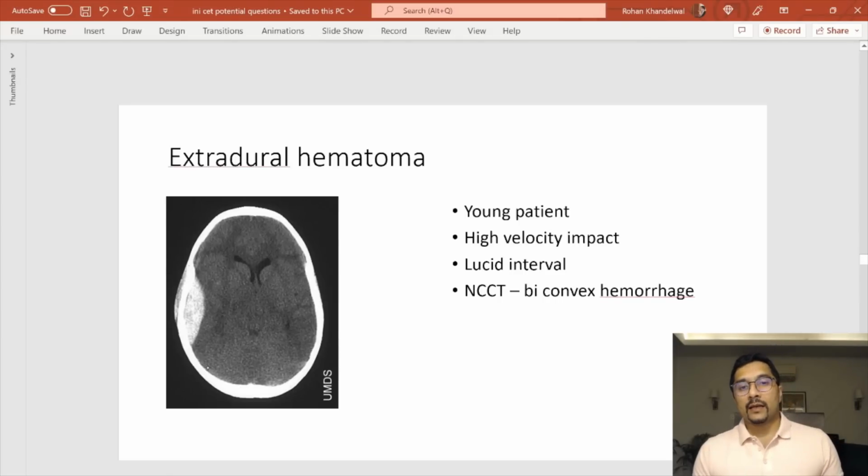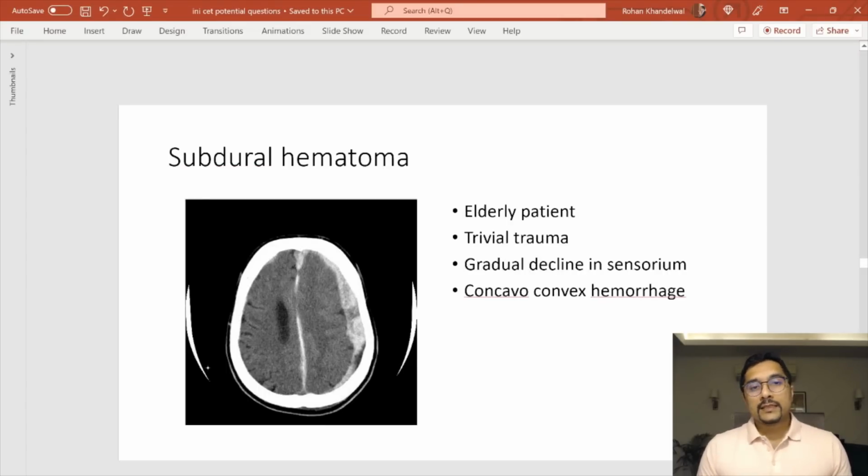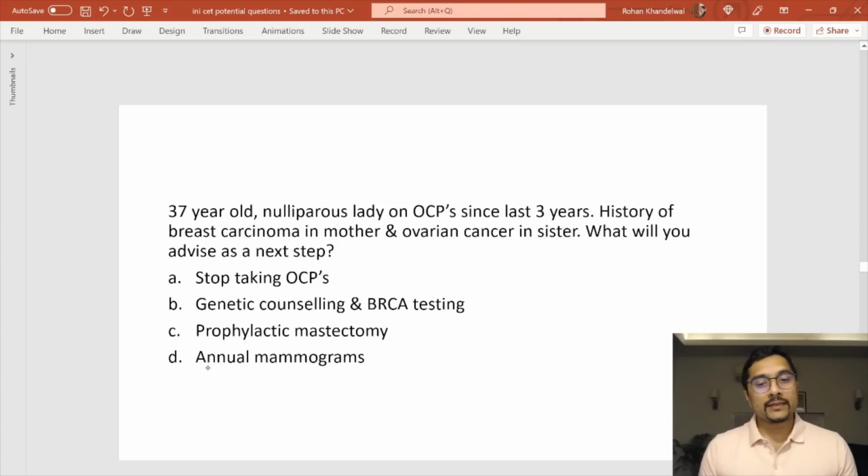EDH or extradural hemorrhage, you will see it in young patients. High velocity impact, lucid interval can be seen, and NCCT would reveal a biconvex hemorrhage. Subdural hemorrhage, usually in elderly patients after trivial trauma, and there will be gradual decline in sensorium over a few weeks, and you will see concavo-convex hemorrhage.